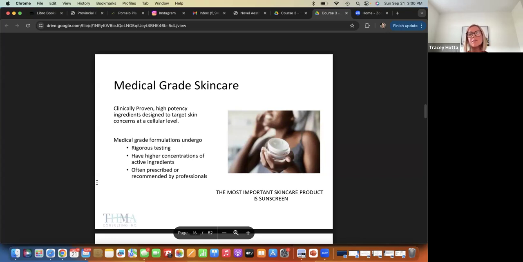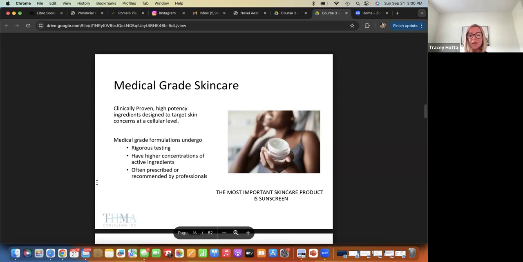So a lot of times the medical skin care has a certain percentage of active ingredient in it, which is truly what it needs to work well. So medical grade formulations undergo rigorous testing. They have higher concentration of active ingredients, like I said, and they're often prescribed or recommended by professionals.